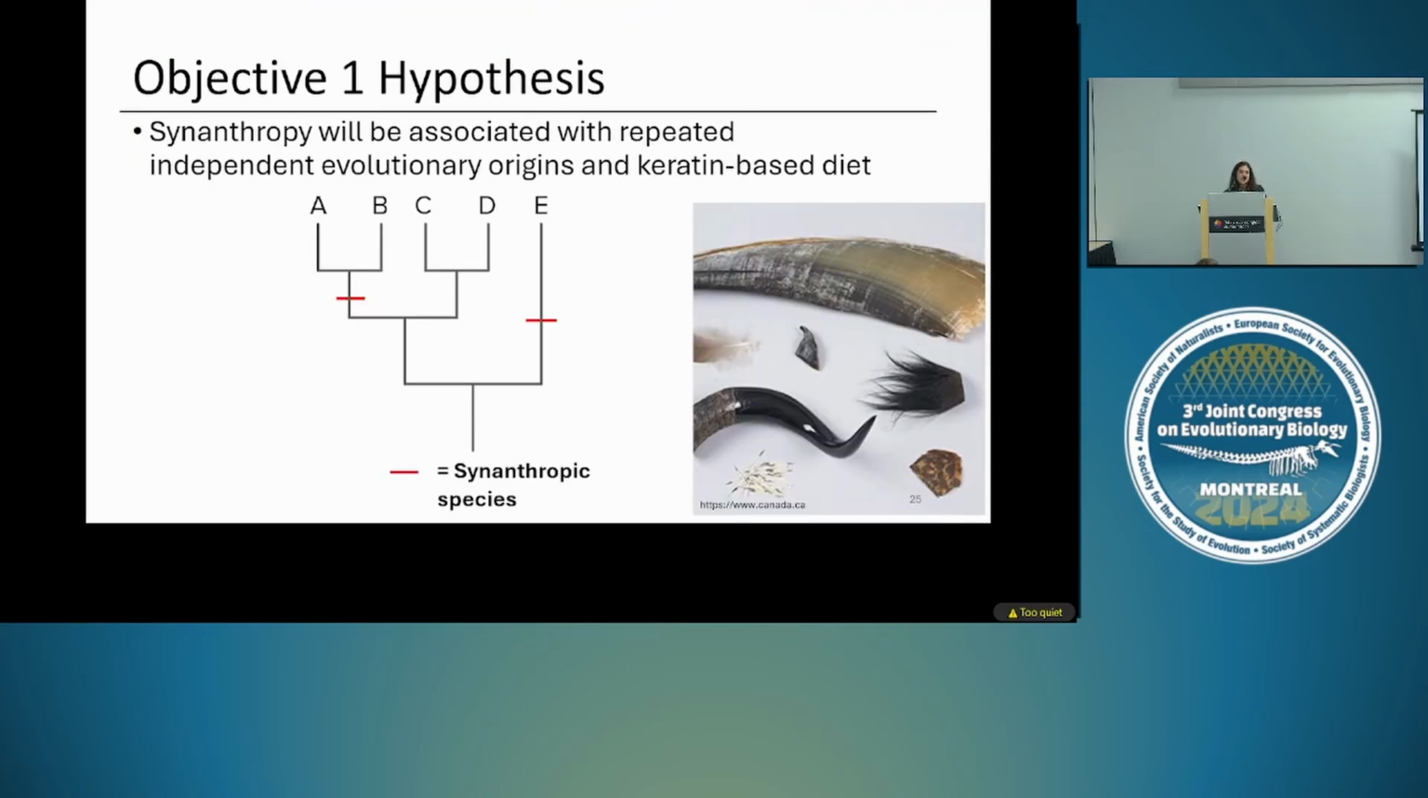My hypothesis for this portion is that synanthropy will be associated with repeated independent evolutionary origins and a keratin-based diet, and that their history of dietary keratinophagy just primed them to feed on indoor stuff. And I'm hypothesizing this because there's so much synanthropic and dietary diversity in this family, it would just make sense that synanthropy evolved multiple times separately and would be associated with keratinophagy.